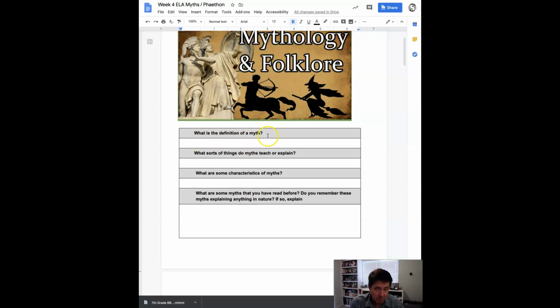What's the definition of a myth? What sorts of things do myths teach or explain? What are some characteristics of myths? And what are some myths that you have read before? I'm sure you've read a myth before. And do you remember these myths explaining anything in nature? If so, explain. What did they explain that happened in nature?